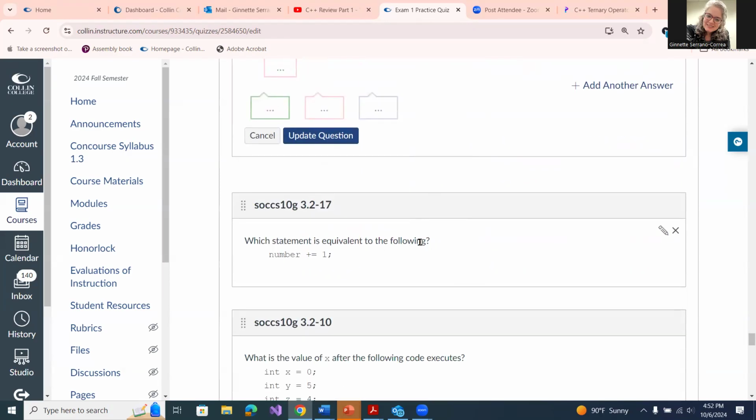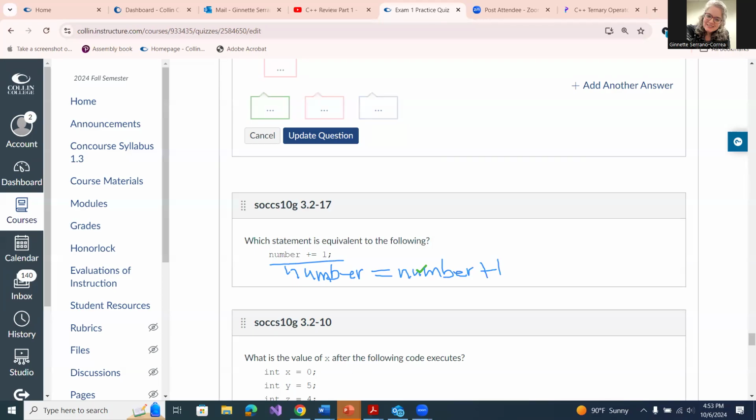What statement is equivalent to the following? So this is the same thing as number equals number plus 1. So this is a shortcut.